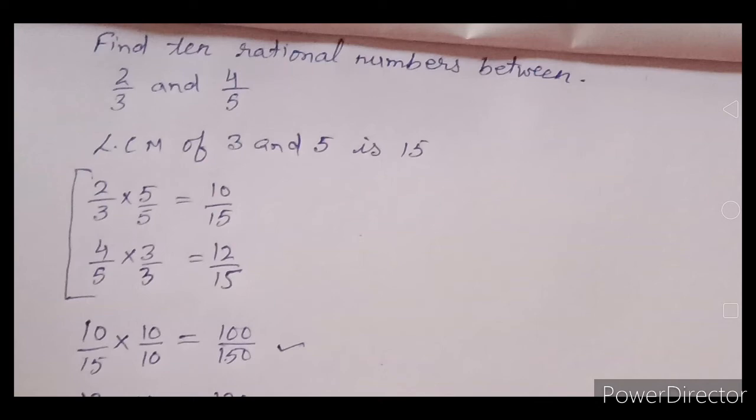When we look at 2 by 3 and 4 by 5, we cannot find numbers between them directly. First of all, we have to equalize the denominators. By taking the LCM of the denominators, 3 and 5, it is 15. So the denominator should be 15 in both numbers. To make it 15, we will find the equivalent fractions. Multiply 2 by 3 by 5 and 4 by 5 by 3, so that the denominators are equal.